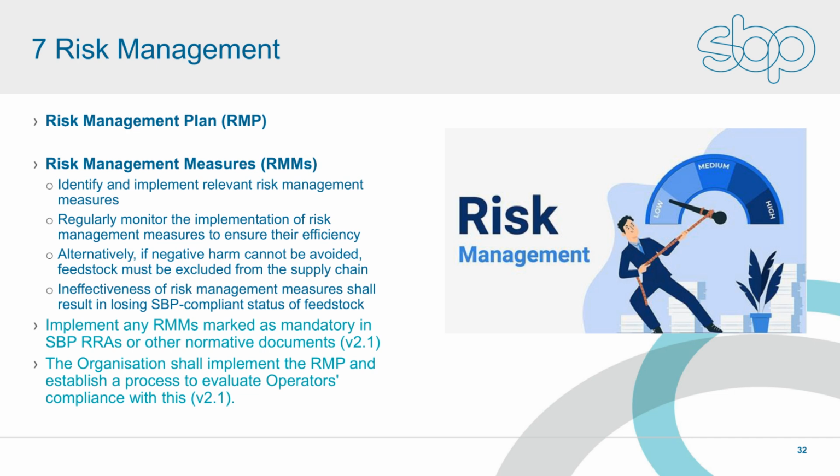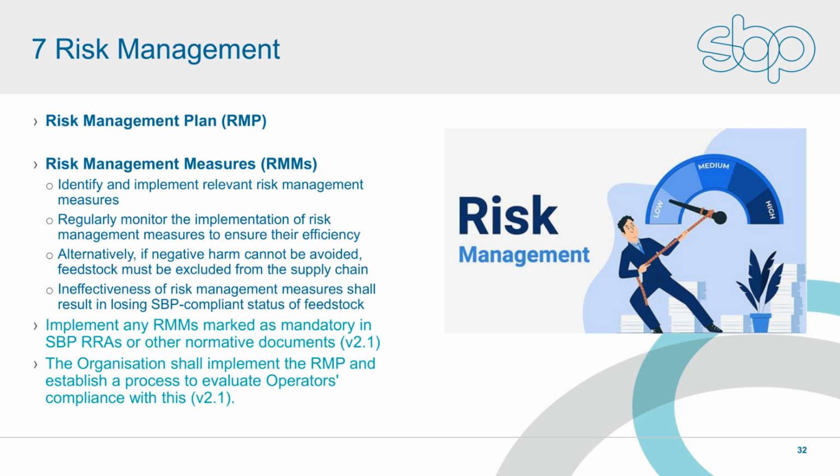Section 7 brings us to risk management. This is where the organization acts on the conclusions of the risk assessment. The central tool is the Risk Management Plan, or RMP. Wherever an indicator has been rated as specified risk, the organization must develop one or more risk management measures, RMMs, to bring that risk down to low. The RMP is where all those measures are brought together, along with how they will be implemented, monitored, and verified.